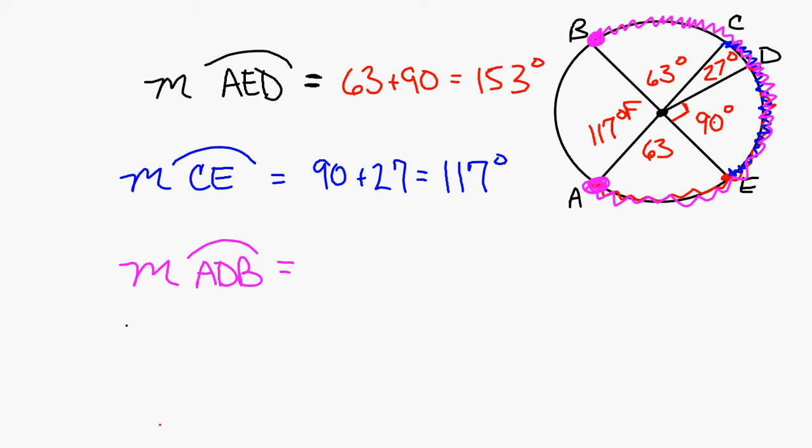You could either add up 63, 27, 90, and 63, couldn't you? Or what else could you do? Yeah, you could take 360 and subtract the 117, and it's going to save you a little bit of time. So 360 minus the 117 is 243 degrees. That making any sense?